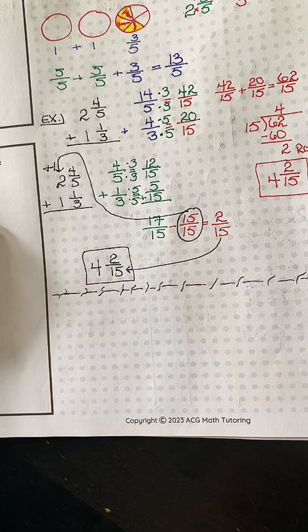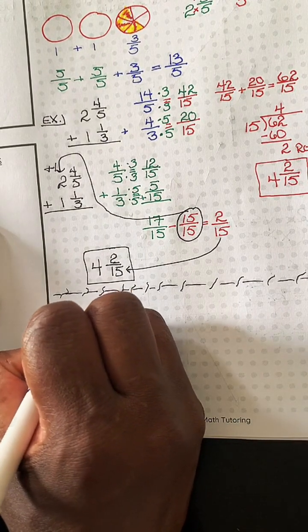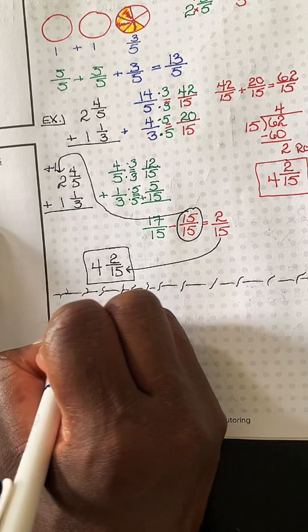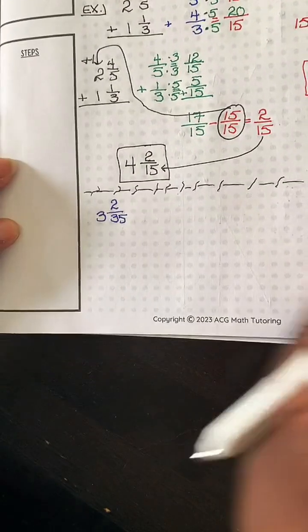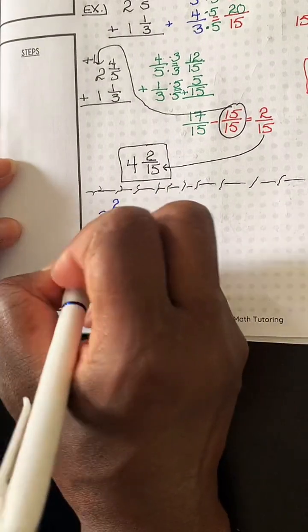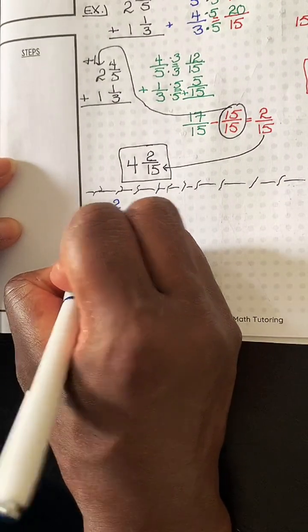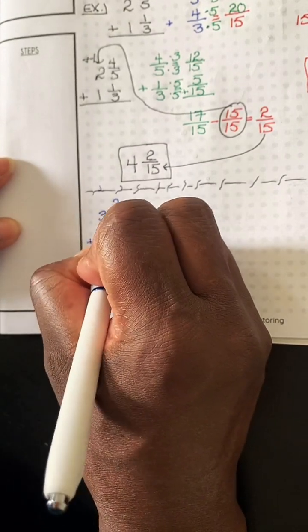All right, so here is one. Let's say we have 3 and 2/35. She's like, what? Does that actually exist? Yes, it does. And then we're going to add that to 2 and 5/7.